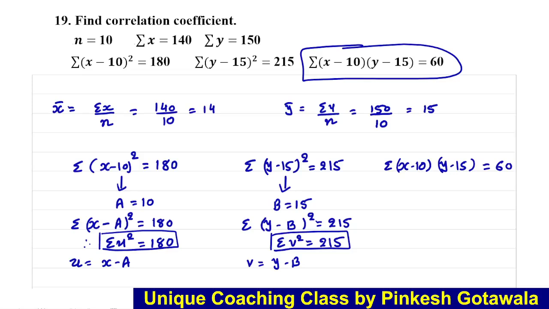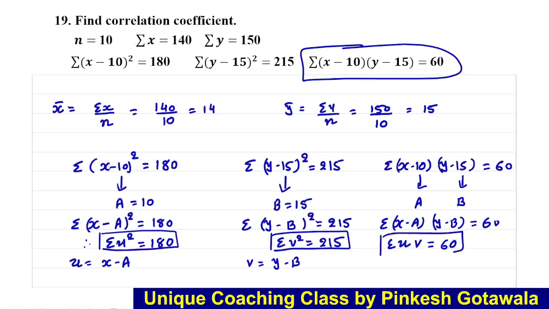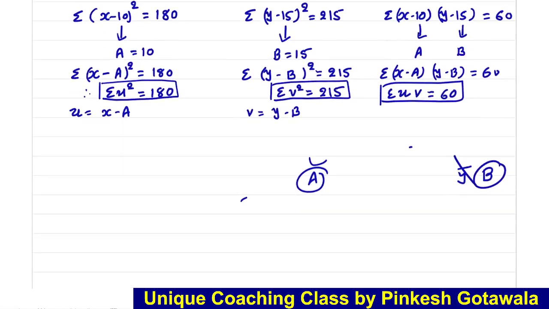Now we know that here 10 is our A and 15 is our B. Okay, so it's become what? X minus A and y minus B is equal to 60. Now x minus A means what? U, y minus B, V. So it's become a sigma UV. So now you know to find out correlation coefficient which formula we should apply, that is UV related formula. So let's apply that formula.